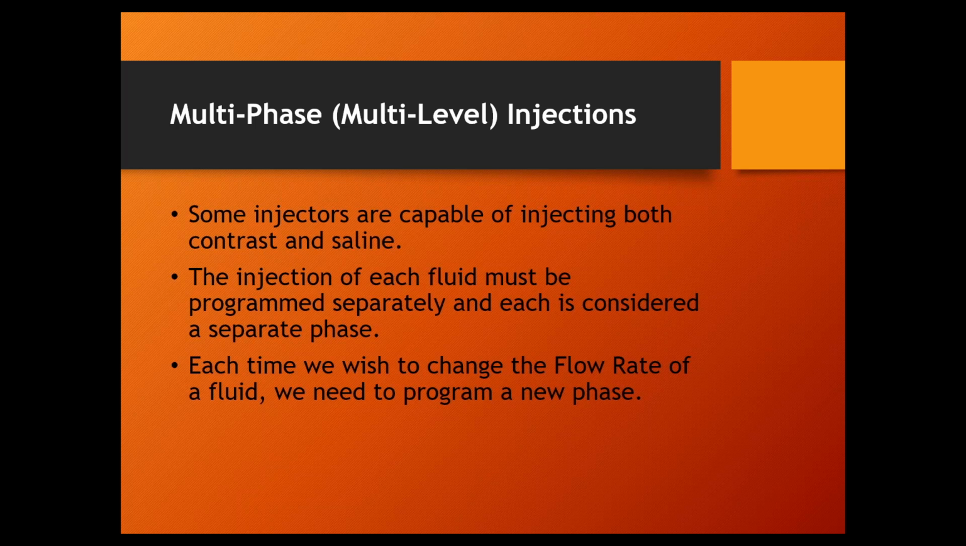All right, so we're going to make our first phase. We'll make the first phase contrast. We'll do a flow rate of 5, volume of 20, and then we're going to make our second phase saline, same thing, 5 and 20. Enter. So right there, I have a 2-phase injection. First phase is going to be a contrast shot. Second phase is going to be a saline shot. To us, this is one injection, but the injector is going to treat it as 2 separate injections.